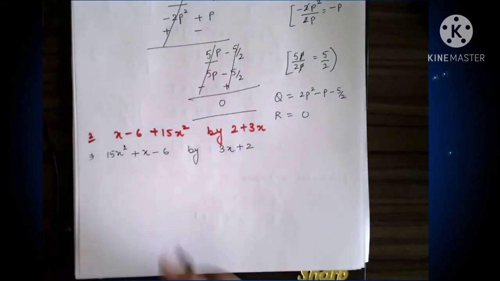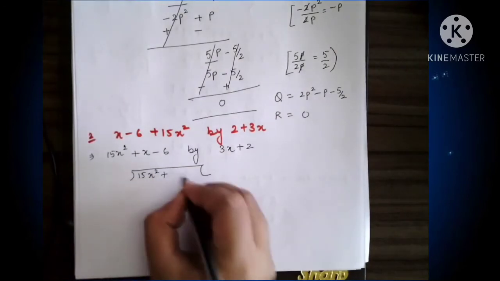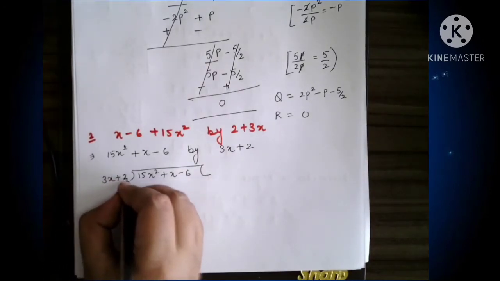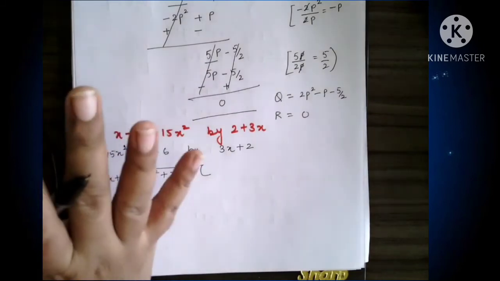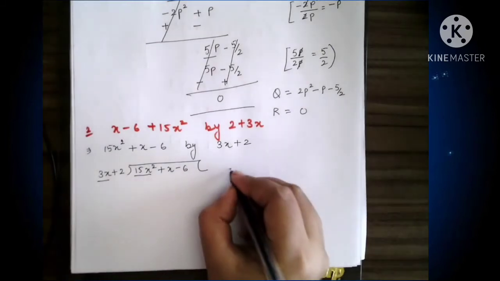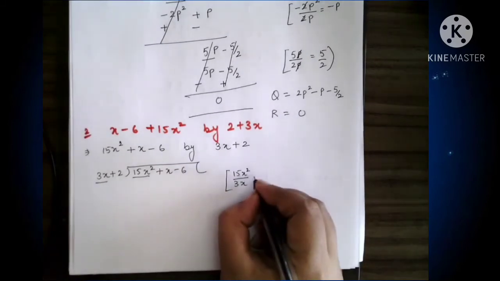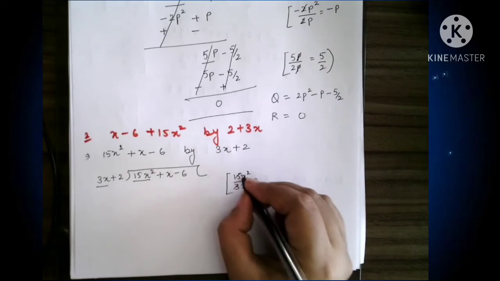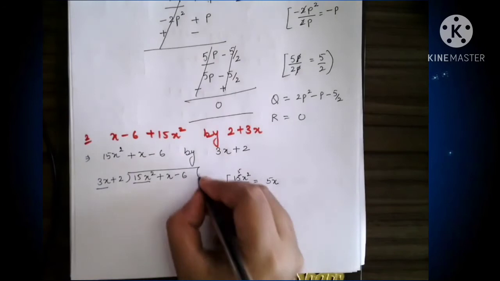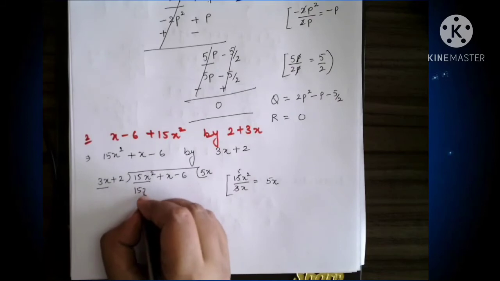Okay students? Now we have to divide 15x square plus x minus 6 divided by 3x plus 2. Fine. The same steps we did earlier, we are doing. First term, underline. First term, 15x square by 3x. So what we get? It is your 5. X square divided by x, we get x. That is 5x. First term is 5x. Fine. The first term we write as it is.